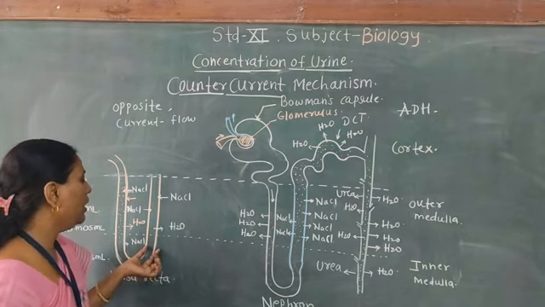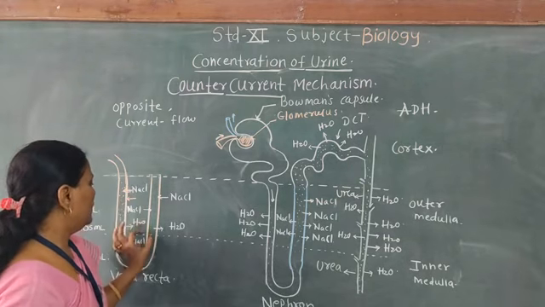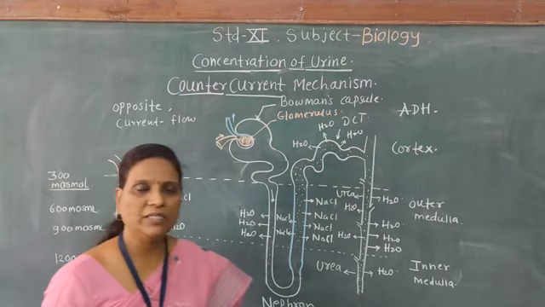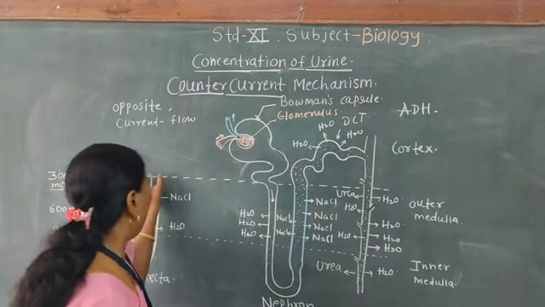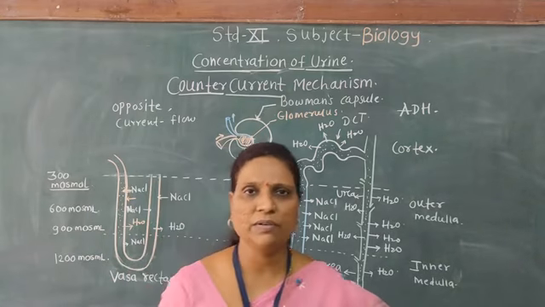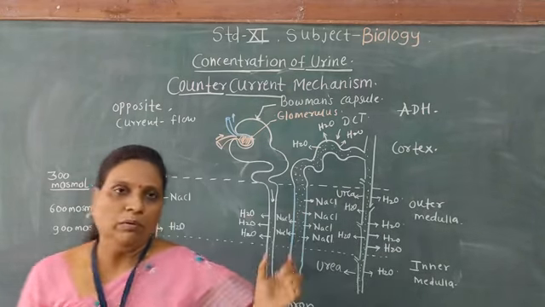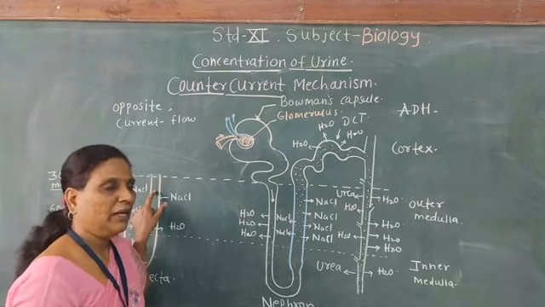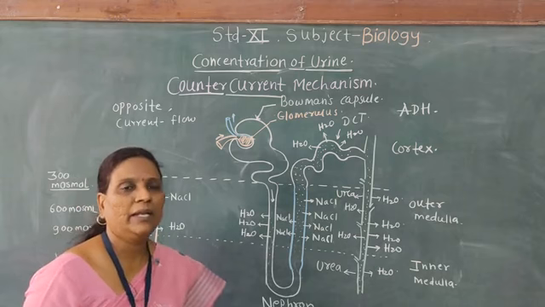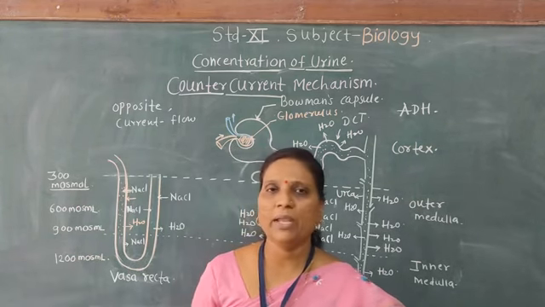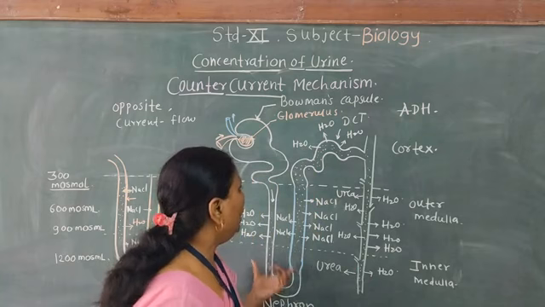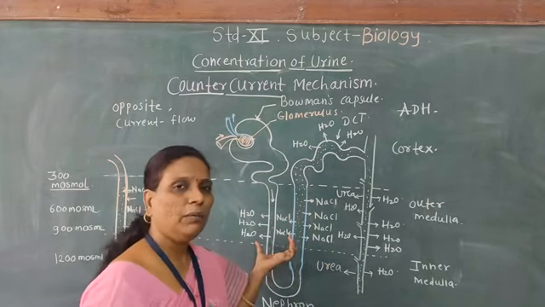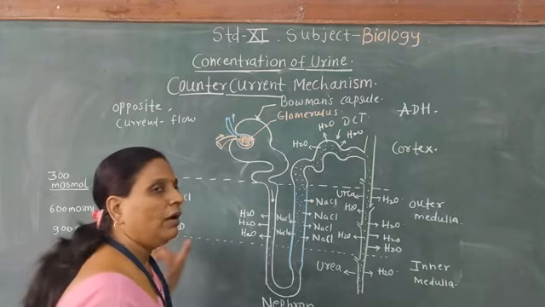ascending limb. Slowly the concentration of blood decreases when the blood comes into the cortex region, where the tissue fluid is less concentrated. Then the water from the tissue fluid enters inside the blood, and that's why the osmotic gradient is maintained. So this is the mechanism by which urine concentration takes place in the nephron, that is, in the loop of Henle and the vasa recta.